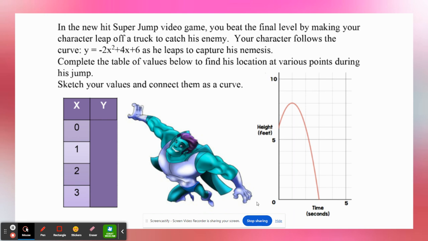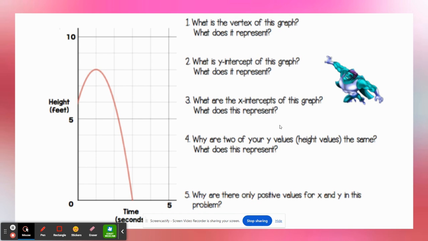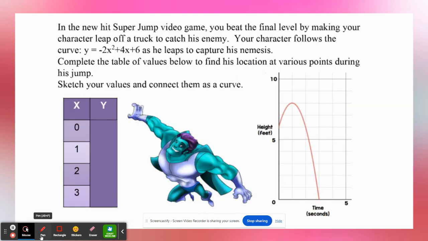So we're going to go ahead and look at our x value, which is 0. What's the y value? Here it is, so that would be that point, which is 6. Okay, when x is 1, our y value is here, which is 8. When x is 2, our y value is here, which is 6. And when x is 3, our y value is 0.